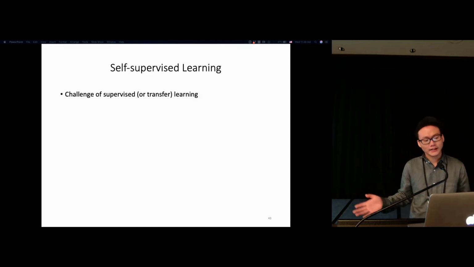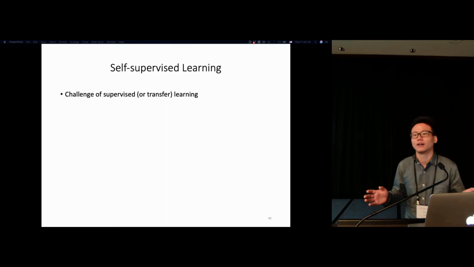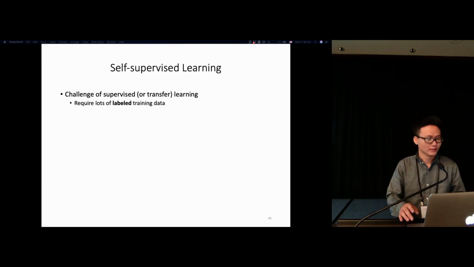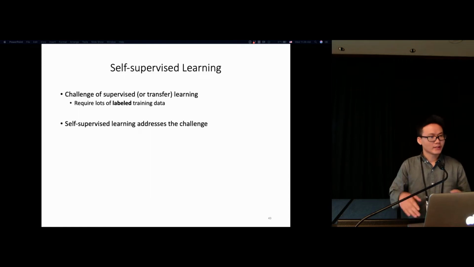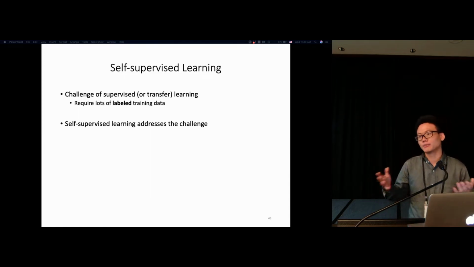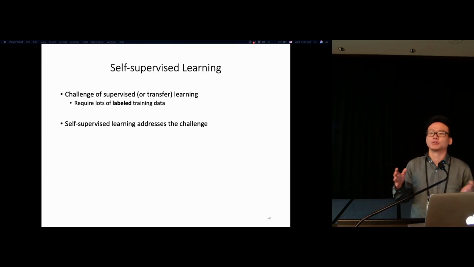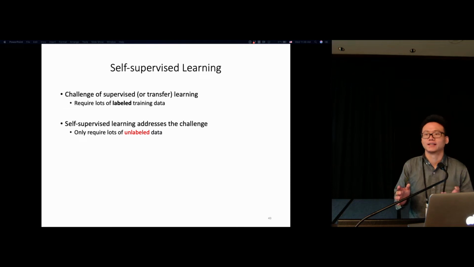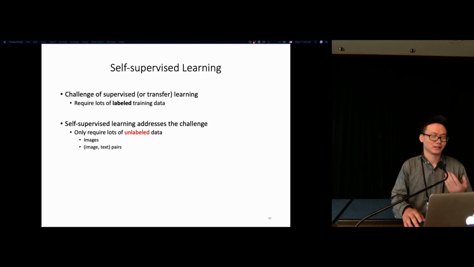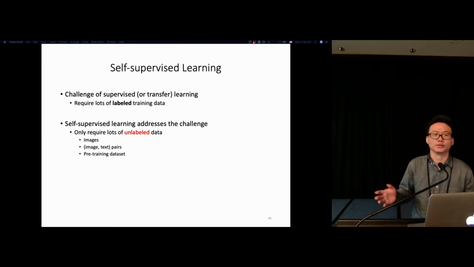A key challenge of traditional supervised or transfer learning is that they require lots of labeled training data. Self-supervised learning is an emerging machine learning technology that aims to address this challenge. Self-supervised learning only requires lots of unlabeled data, such as unlabeled images or image-text pairs, which we call a pre-training dataset.